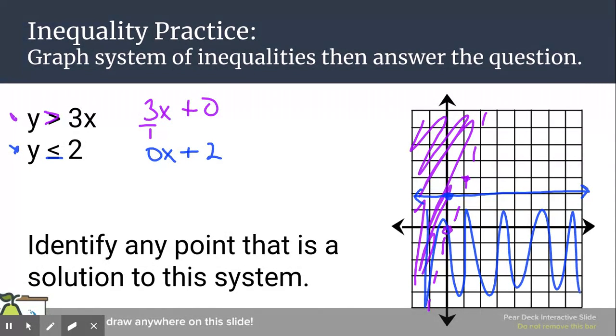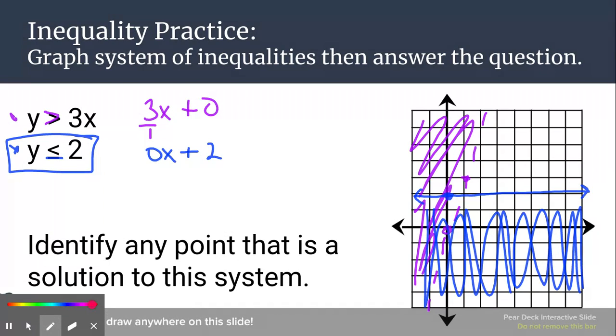And that makes perfect sense to me because this inequality says everything that works for this is y that's less than or equal to 2. Well, in here are all the y's that are less than, below, or equal to 2. So at the very end of this, here's my graph, right? And I got to identify any point that is a solution to this system. Any point that is a solution to the system. Well, the solutions live in this now red zone over here, right? Including on this line whenever it's in this purple zone.